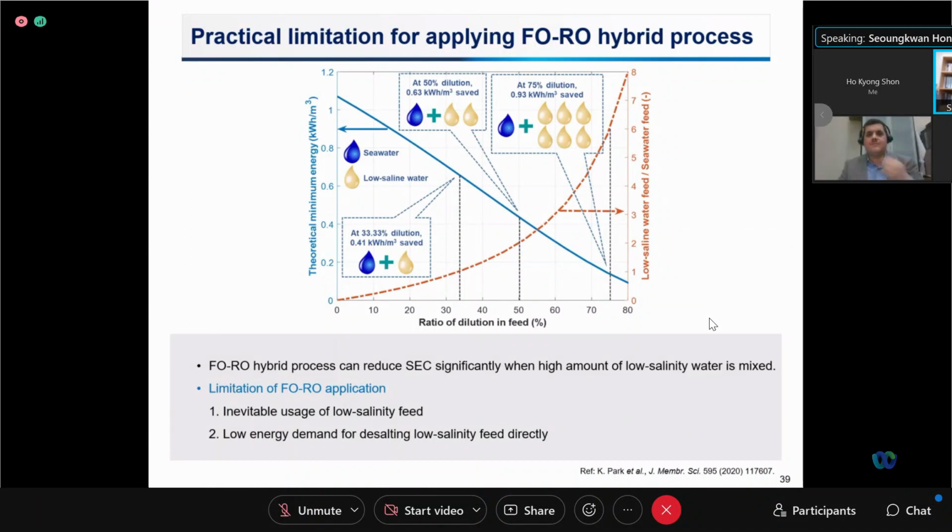For instance, to reach 50% dilution, a theoretical energy decrease of approximately 0.63 kilowatt-hour per cubic meter of water produced, the amount of wastewater feed should be approximately twice that of the seawater feed stream. So it requires a large amount of wastewater. Lastly, the additional capital and operating cost for the FO process should be considered.